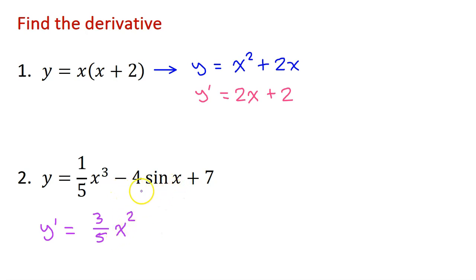Time for the next term. When there's a constant in the front, you can just bring down that constant, and then take the derivative of whatever comes next. We have memorized that the derivative of sine x is cosine x. We have also memorized that the derivative of a constant is 0, so the 7 goes away, and this is the final answer.